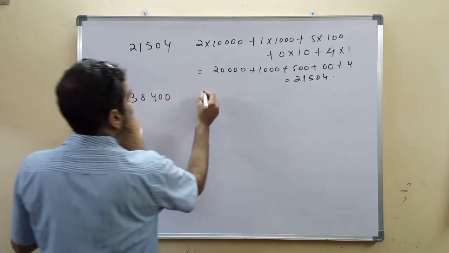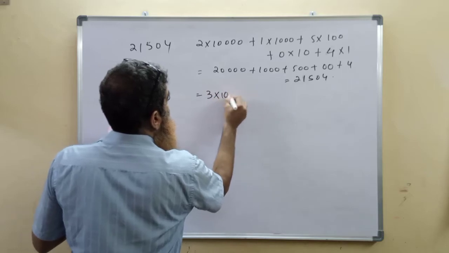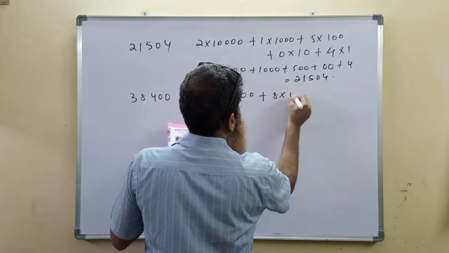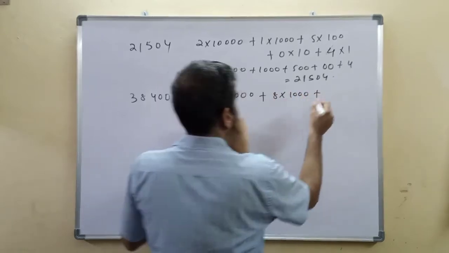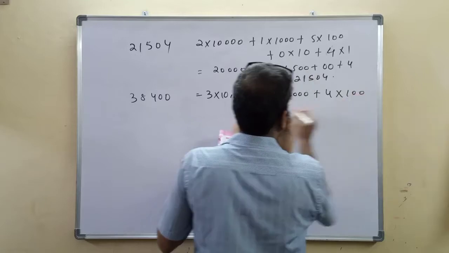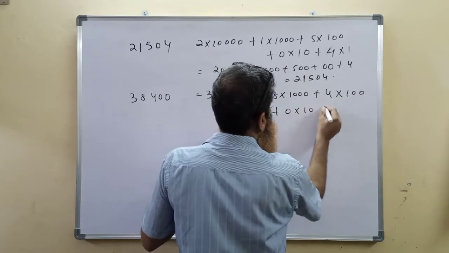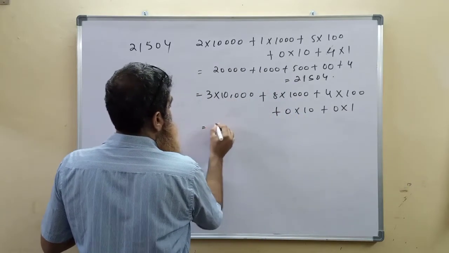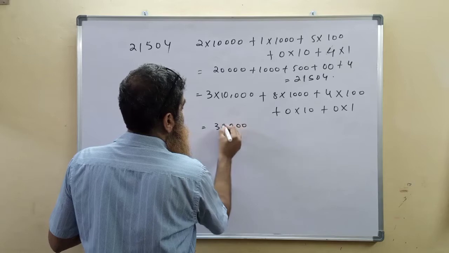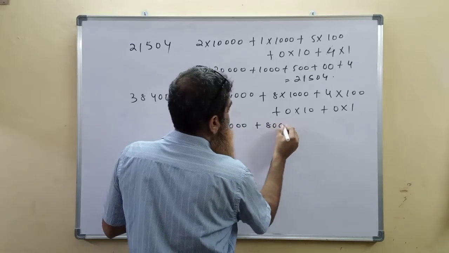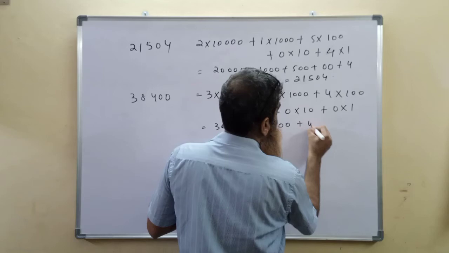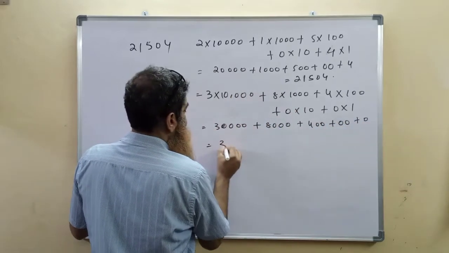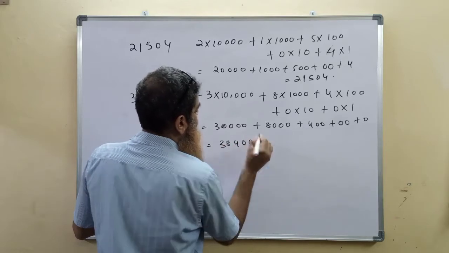Next in the series is 38,400. Similarly, 3 into 10,000 plus 8 into 1,000 plus 4 into 100 plus 0 into 10 plus 0 into 1. That gives us 30,000 plus 8,000 plus 400 plus 0 plus 0. The result is 38,400.